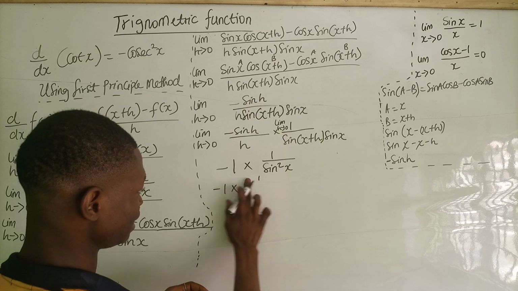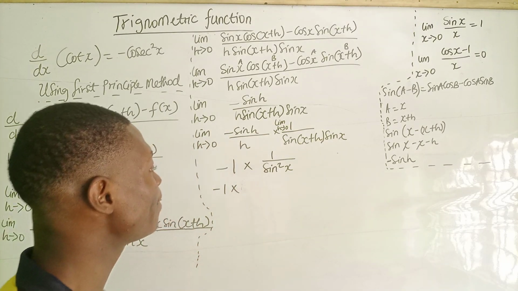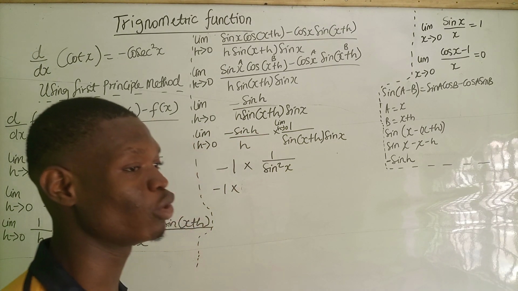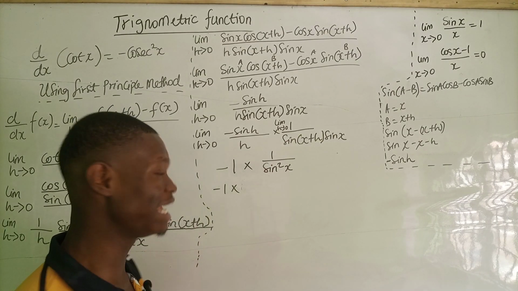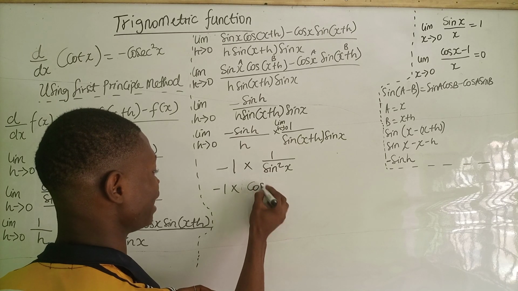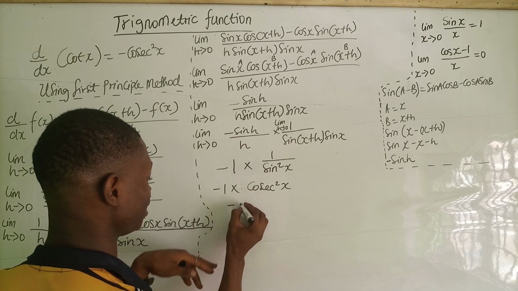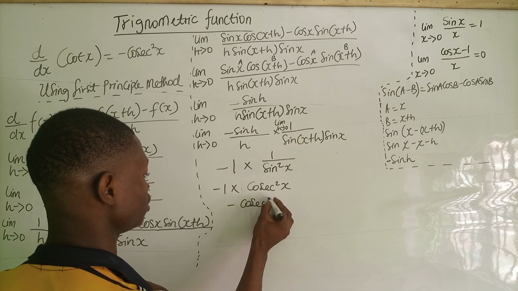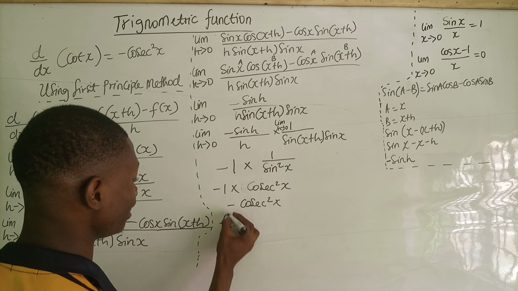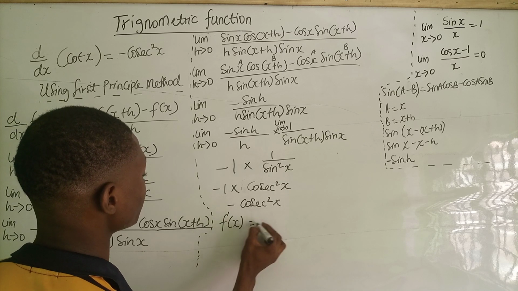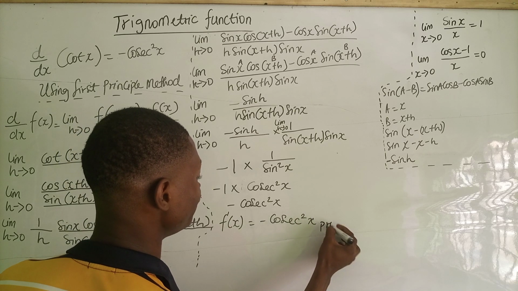So we have minus 1 times 1 over sine squared x. What is 1 over sine x? Remember, 1 over sine x is equal to cosec x. Then 1 over sine squared x will be cosec squared x, times minus 1, which is minus cosec squared x. So therefore, the f prime of x is equal to minus cosec squared x. Proved.